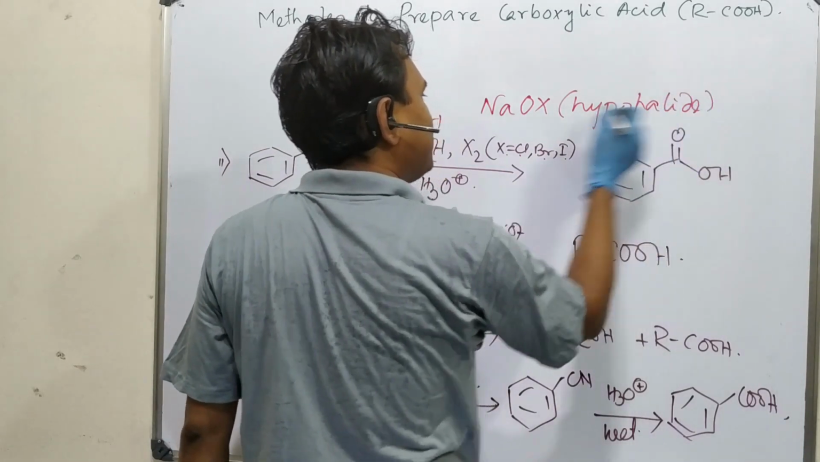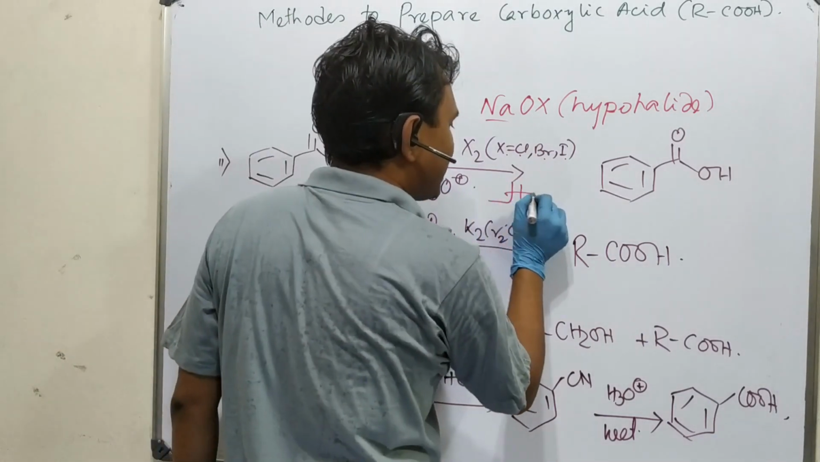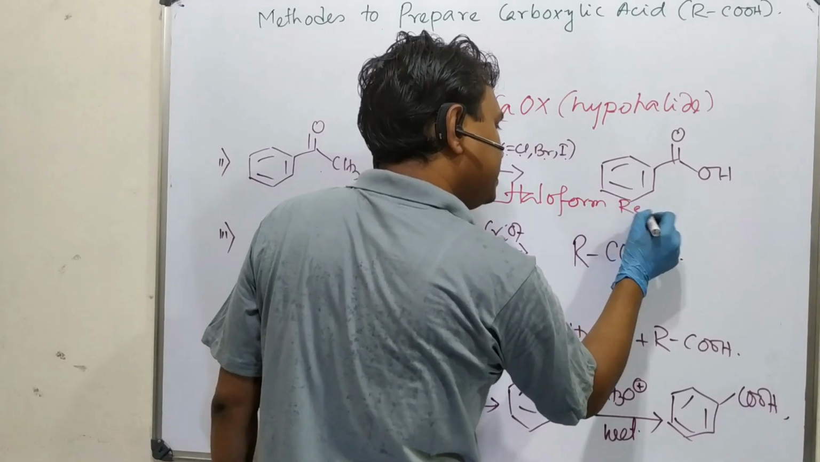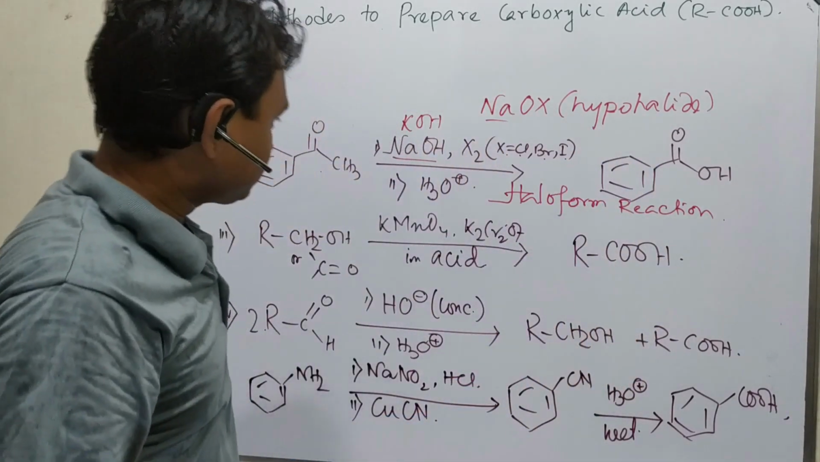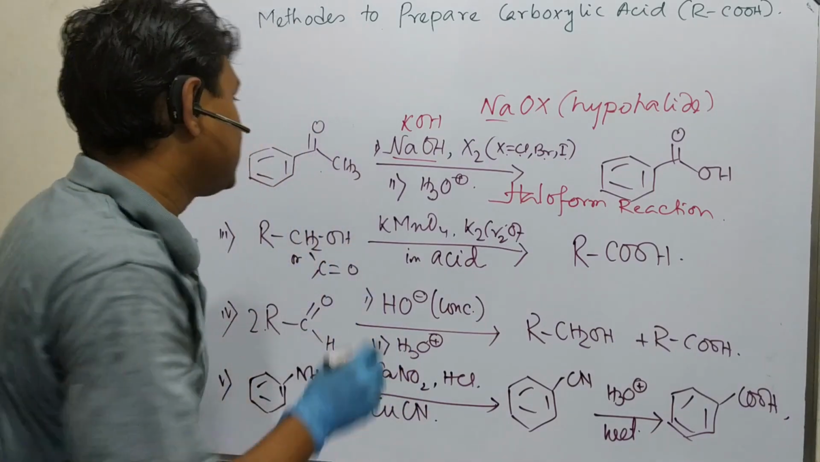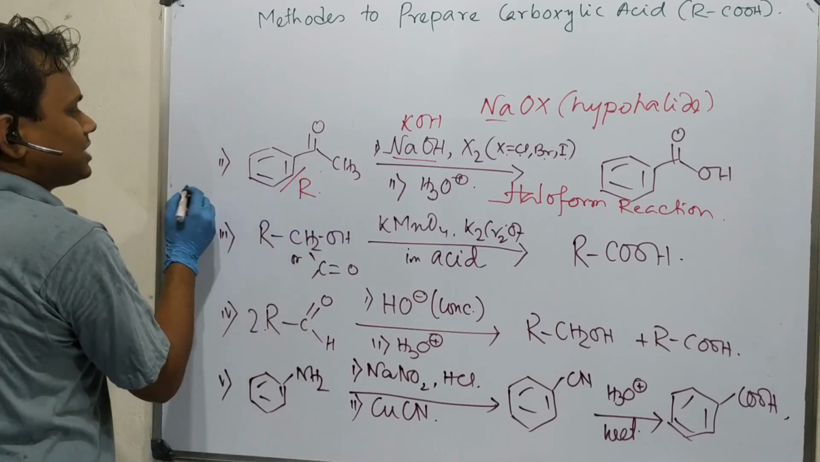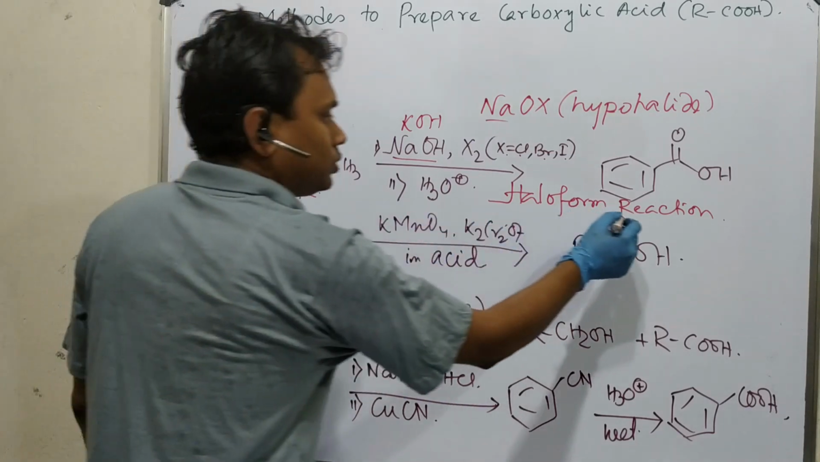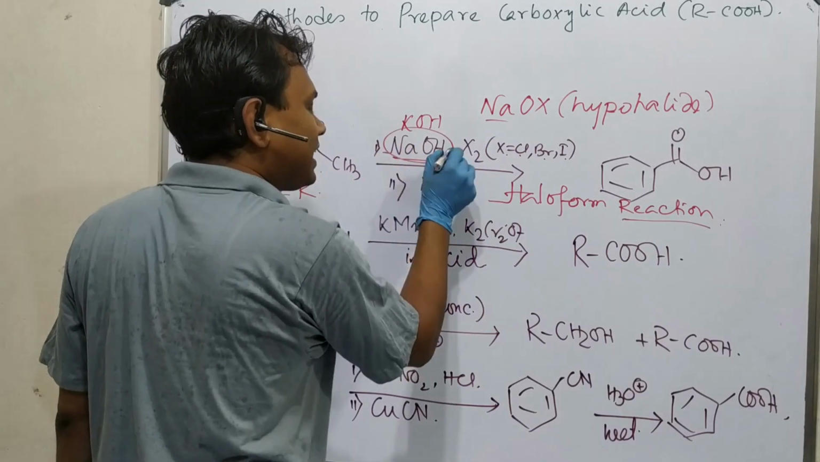Okay, sodium hypohalite here. So this is nothing but the haloform reaction. I have already uploaded a video explaining this haloform reaction in detail. In the previous case, it was essential to have an aromatic nucleus, benzylic, but here it could be both aliphatic as well as aromatic. Both are possible.